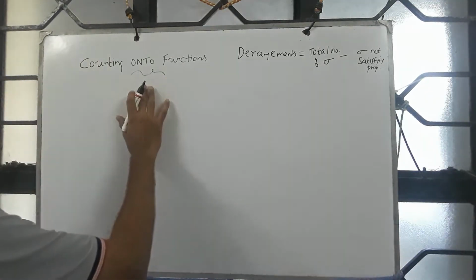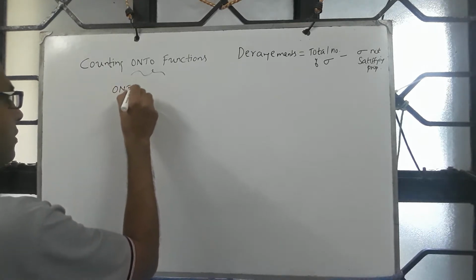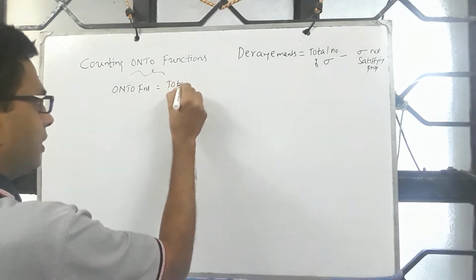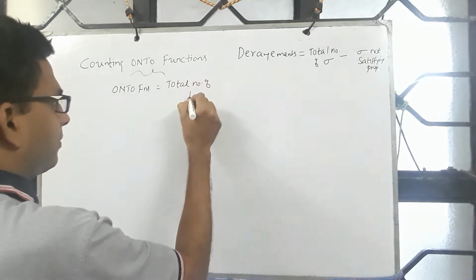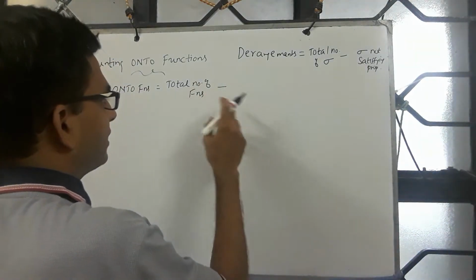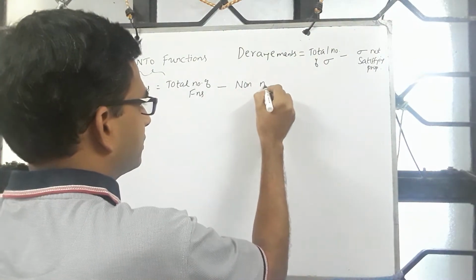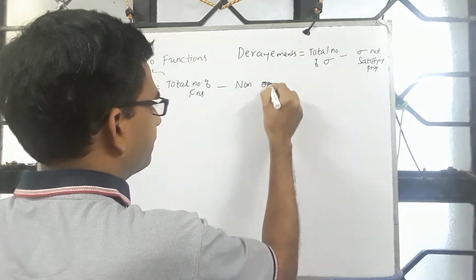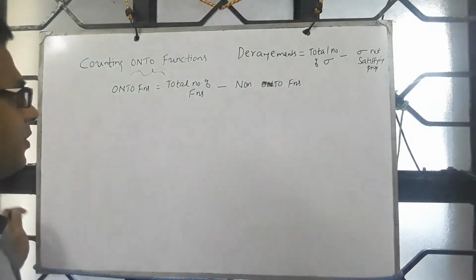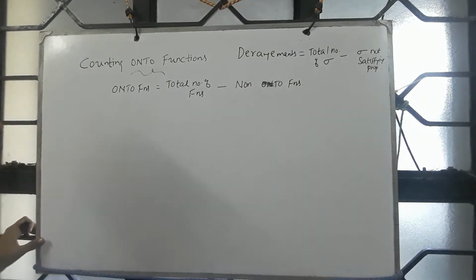So a similar trick we want to employ here. So to count onto functions, what we would be doing is take the total number of functions. From the total number of functions, subtract functions not satisfying our property, which means minus non-onto functions. So functions that do not satisfy our property, that's basically non-onto functions. So that's precisely the idea.